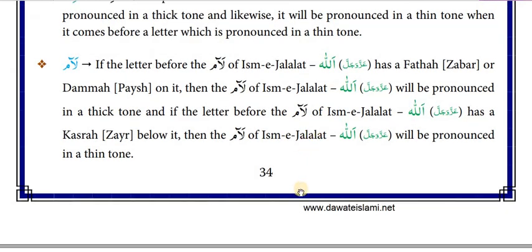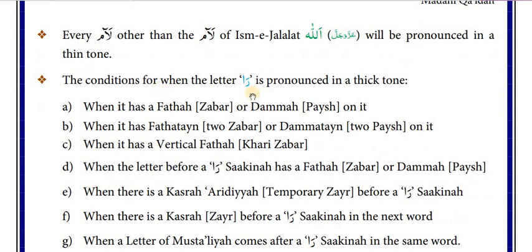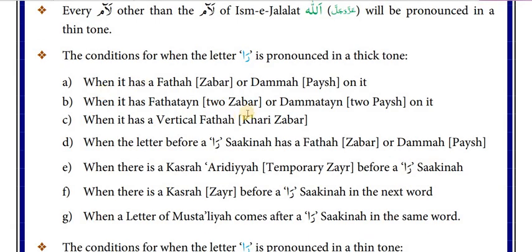Now ra. When can we read the ra in a thick voice? There are 7 conditions for reading the ra in a thick voice. First one, when a zabar or pesh is on top of the ra. When a double zabar or double pesh is on top of the ra. When a vertical zabar is on top of the ra. Let me give you some examples about it.